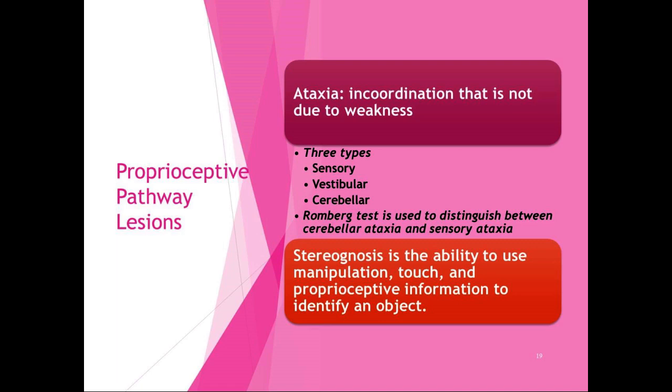So basically, the Romberg test is a single leg stance, eyes open and eyes closed. If you close your eyes and you completely lose your balance, then it's probably sensory ataxia because you're not getting that input from your vision, you're depending on your peripheral sensation. Or your vestibular sensation is the other one.